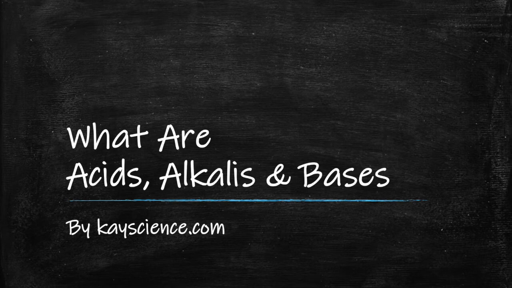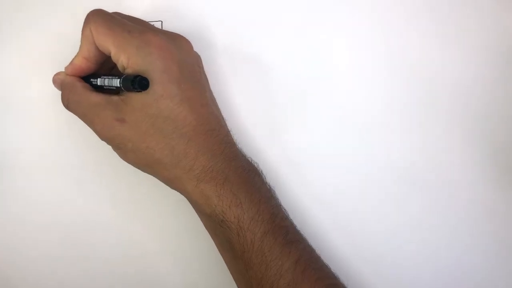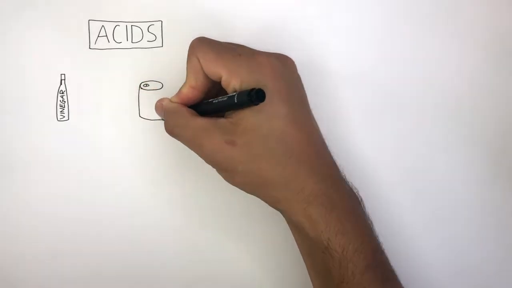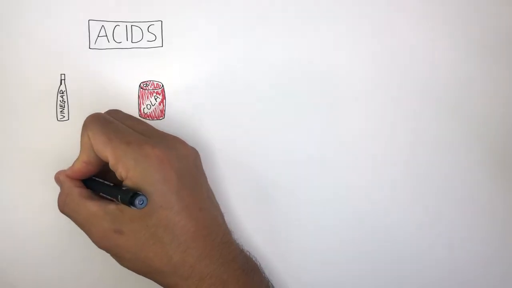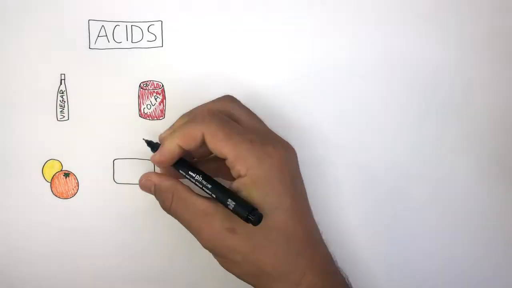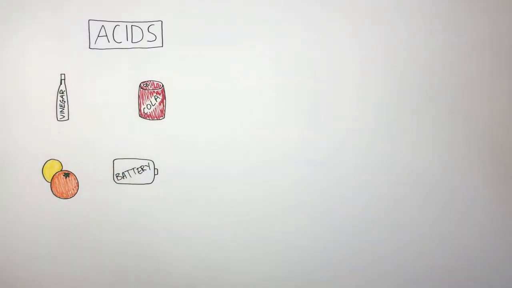What are acids, alkalis, and bases? By KayScience.com. We find acids in everyday substances such as vinegar, fizzy drinks such as cola, in fruits such as oranges and lemons, in batteries, and even in your body.